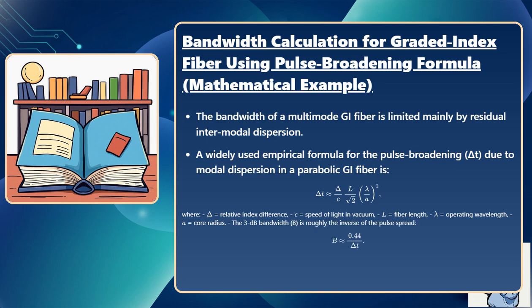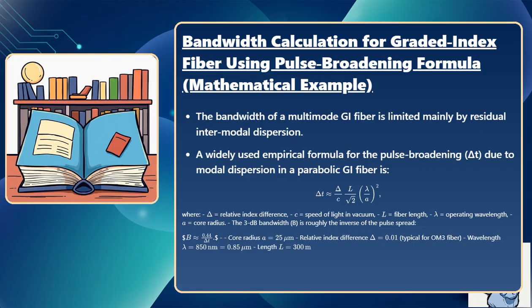The 3 dB bandwidth, B, is roughly the inverse of the pulse spread. B approximately equals 0.44 divided by delta T. Core radius A equals 25 micrometers. Relative index difference delta equals 0.01, typical for OM3 fiber. Wavelength lambda equals 850 nanometers, which is 0.85 micrometers. Length L equals 300 meters.